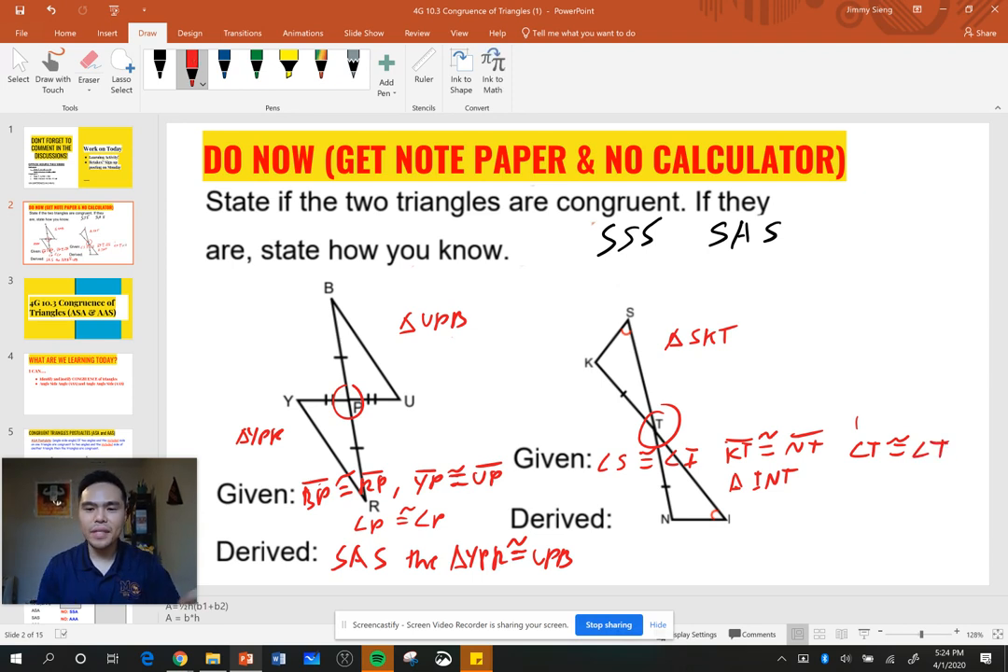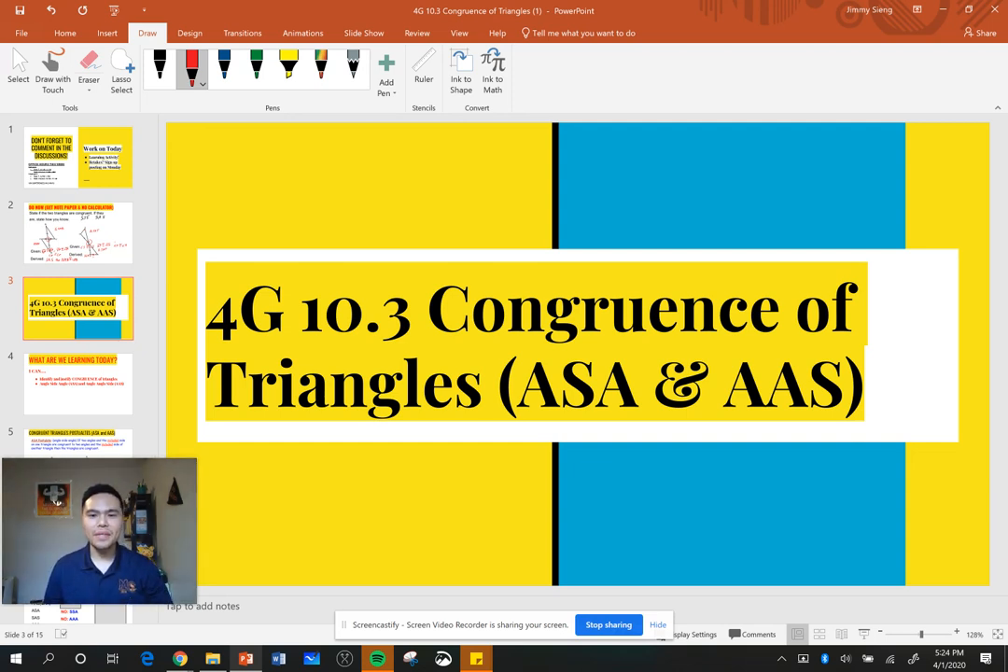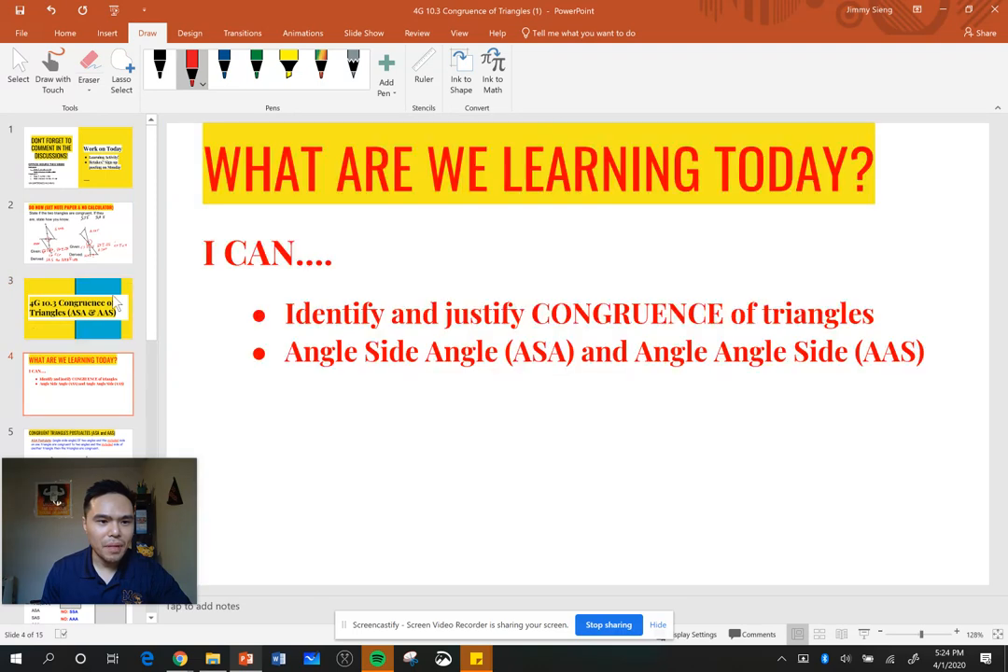Okay, so that's kind of interesting, because now we've got this angle, side, angle thing going on. Or we could say angle, angle, side. So we have angle, angle, side, question mark. That's kind of actually what we're going to get into. Today's lesson is going to be on angle, side, angle, and angle, angle, side, and then we'll be able to compare those two.